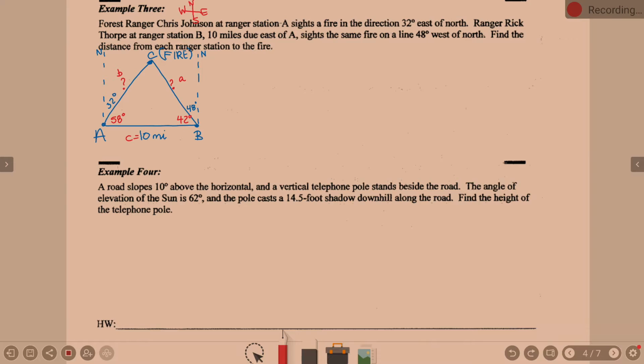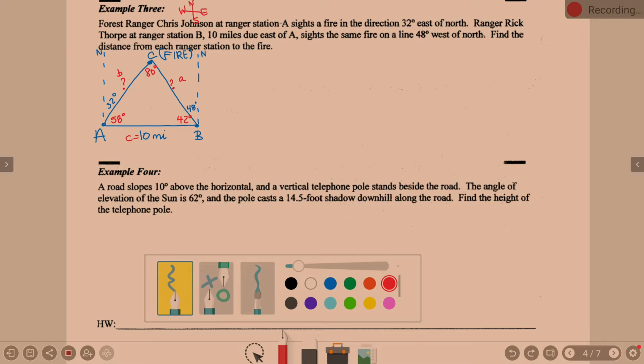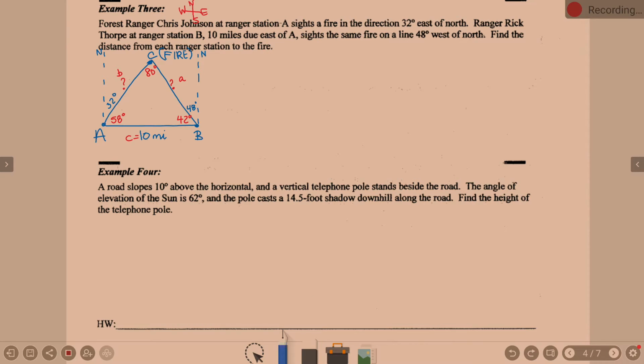And then once you know A and B, can we find C? That's the thing, guys. You have to know C, because we need that information. C is going to be what? 80 degrees, right? Because 58 plus 42 plus whatever C is has to equal 180. Okay, guys. I need to find basically sides A and B. Can you do that?